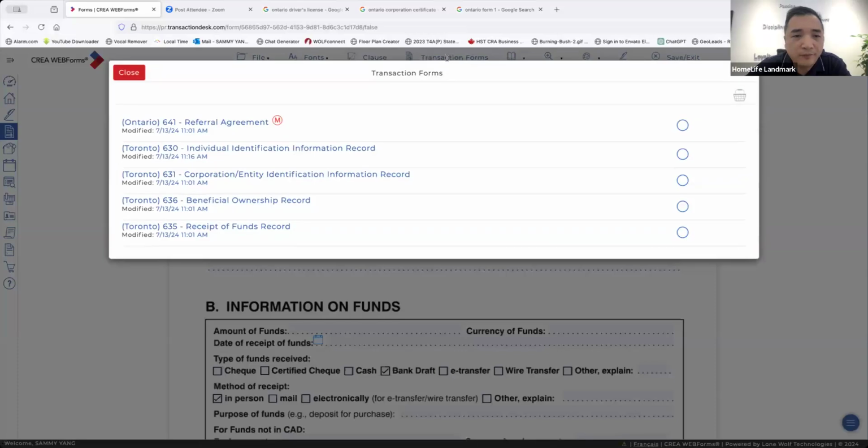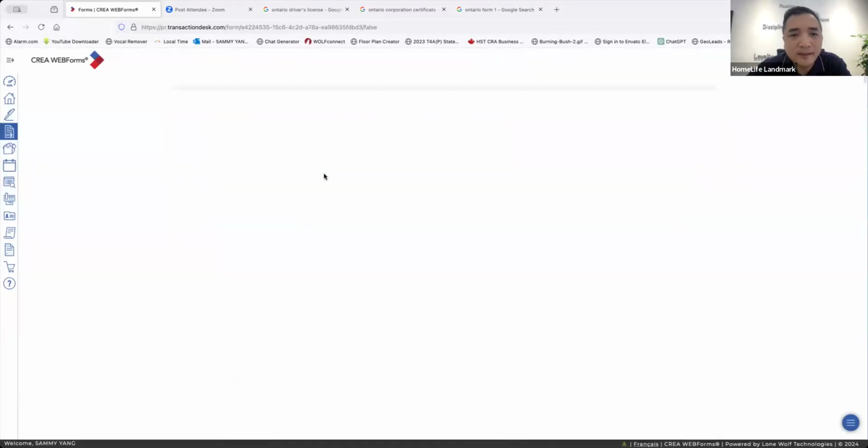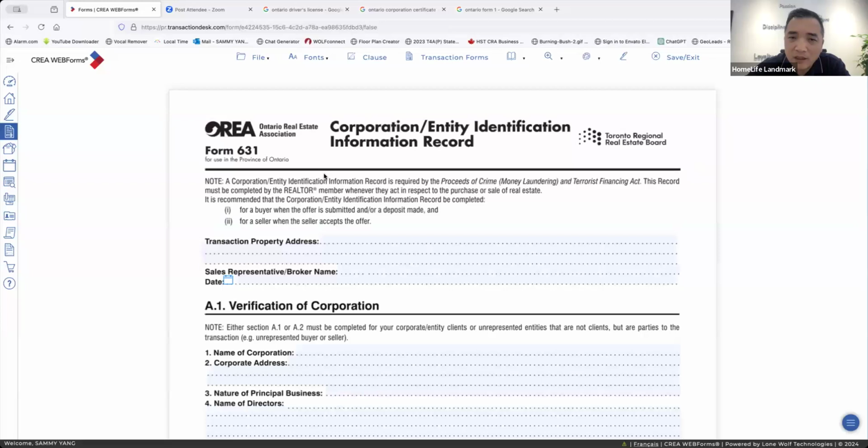Okay, let's keep going with another 2 forms. Another 2 forms are very similar, but this is for commercial. The commercial corporation identification form. If you help the buyer or seller with a commercial transaction, same thing, we need to get a corporation ID. Let's say someone asks you to sell their commercial unit. So you have to ask them, can you provide the corporation articles? Maybe someone doesn't know what the articles or the certificate are.